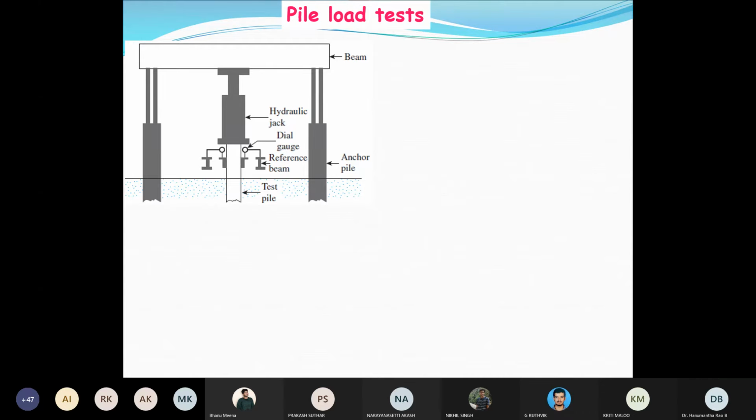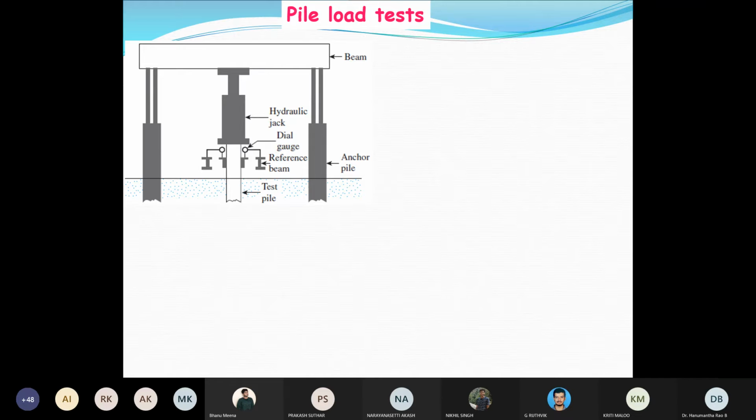So I explained the mechanism. This is the pile, and this is the counter reaction beam. On top there is a surcharge load. Then there is a hydraulic jack which helps to push the pile into the ground. As the pile is pushed into the ground, we need to monitor the settlement. Therefore we attach dial gauges, maybe 3 or 4, and we take the average of all the 4 or 3 as the average settlement.